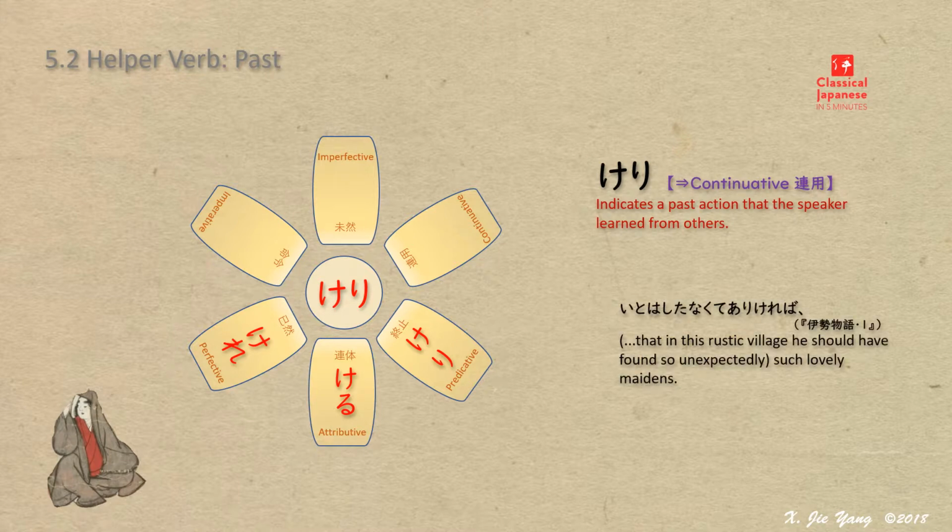Keri indicates a past action that the speaker learned from others. Here's an example. 糸はしたなくてありければ 非常に可愛らしかったので. Keri follows the continuative form, and in this example, it is in its perfective form to connect to ba.